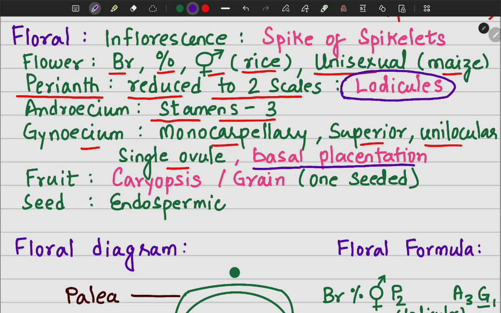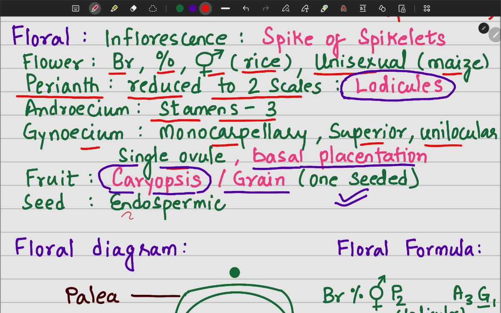Then the fruit of this family is called caryopsis or grain. So when we talk about wheat and rice, we usually say the grains of wheat or the grains of rice, right? So that's another term for grain, caryopsis. So the fruits of this family are called caryopsis, and they are usually one-seeded because the ovule is single. So obviously the seed would be one.